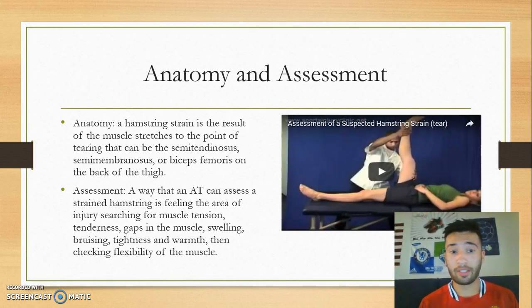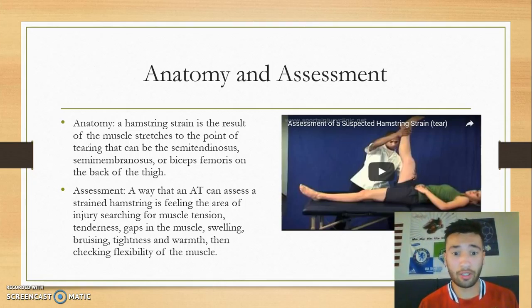So, the anatomy and assessment of it. A hamstring strain is a result of the muscle stretching to the point of tearing, and like I said, that can be the semitendinosus, semimembranosus, or biceps femoris. These muscles are connected to the lower end of your pelvis at the ischial tuberosity, and from this, the tendon tears or partially tears away. That ends up creating swelling and being very tender in that area, so you just want to be very gentle with it.